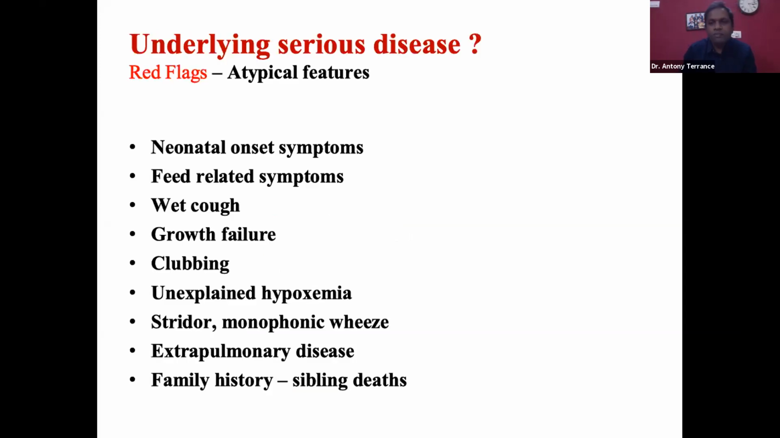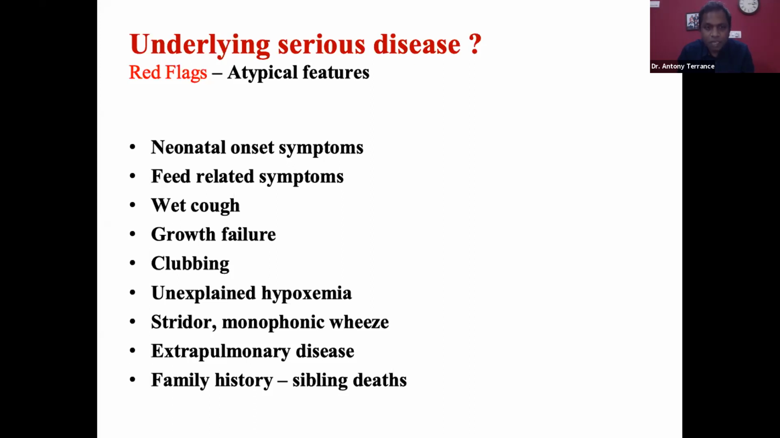The third group of children is very important for us to identify, and there will definitely be some red flags in the history and physical examination. We have to search for it. What are the red flags that we commonly see? Neonatal onset of symptoms might indicate the child might have a genetic problem, and any feed-related symptoms might indicate the child might have aspiration syndrome. We have to look and evaluate for that. And early onset persistent wet cough might indicate a suppurative process which might be silent.